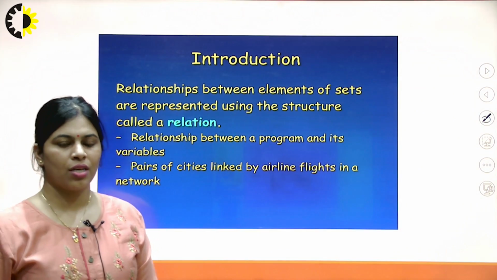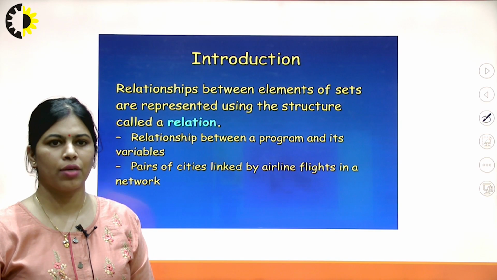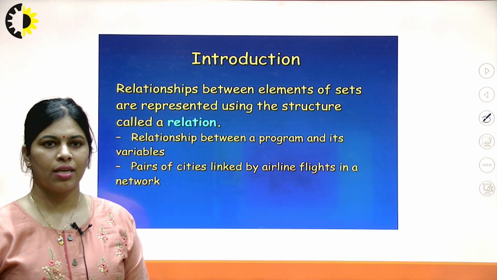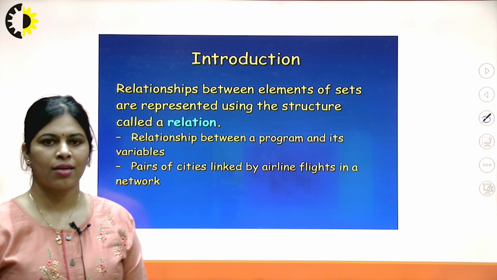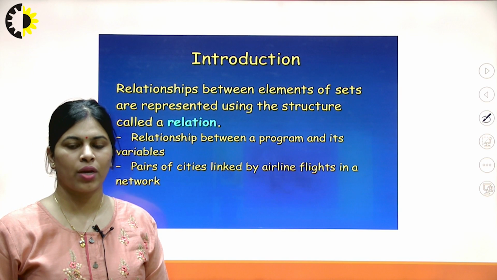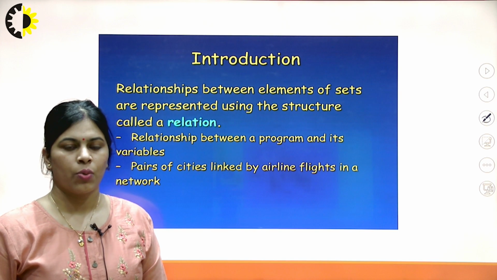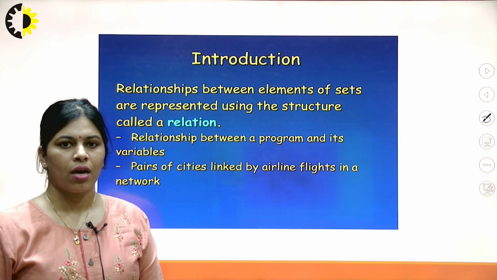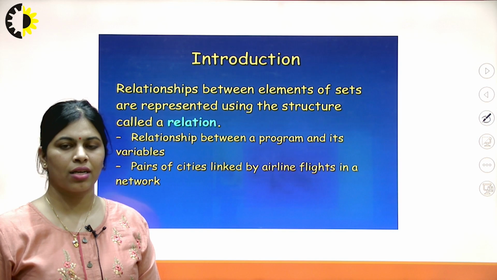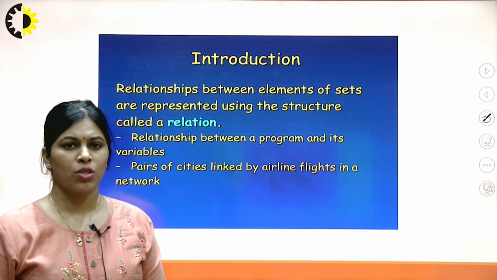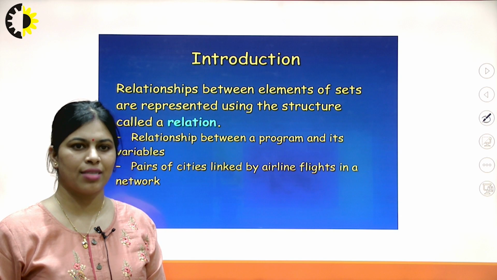Now what do you mean by relation? Relation just indicates the relationship between the elements of a set, which are represented using a structure called a relation. It means one element of a set is relatable to another element, which creates some ordered pairs. For example, the relationship between a program and its variables. Means the element of one set is relatable to the elements of another set.